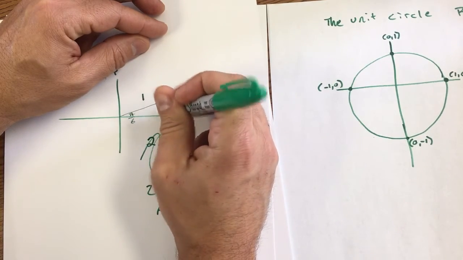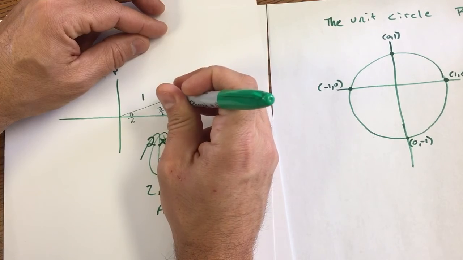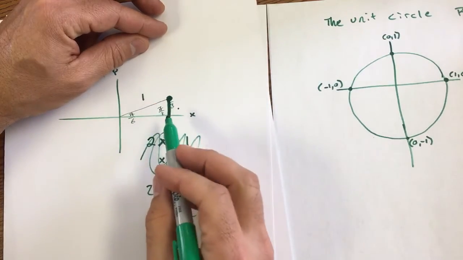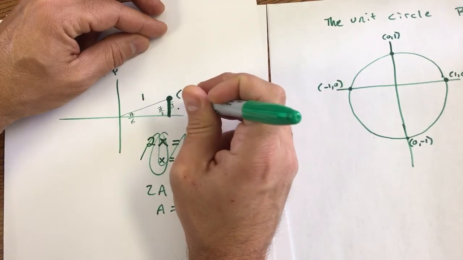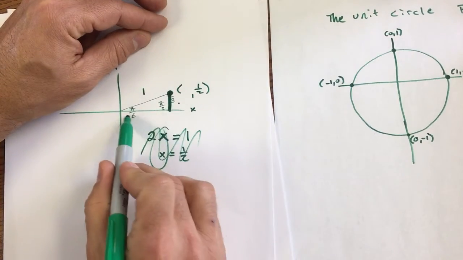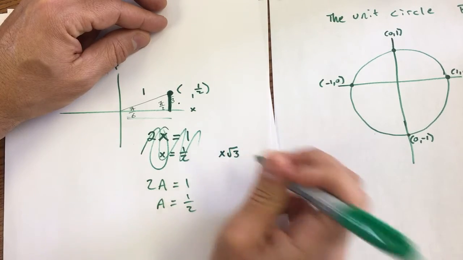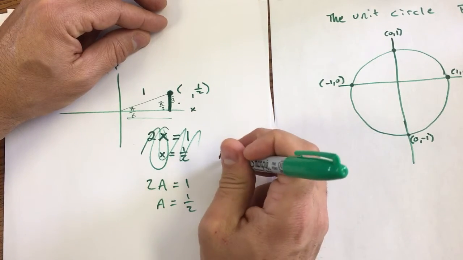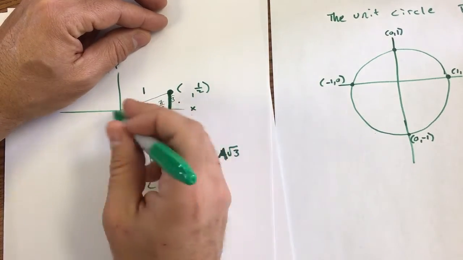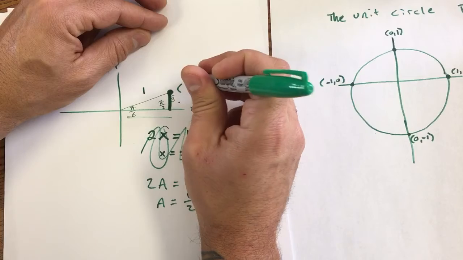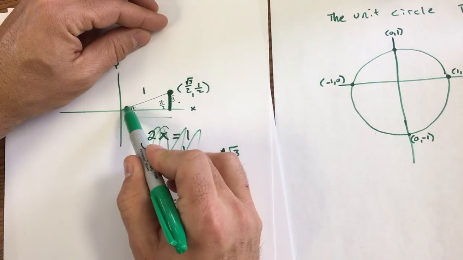So this height right here is 1/2, which if I'm talking about a location on the Cartesian coordinate plane, that's going to be the y value. And then this side over here is x times the square root of 3. Oh, sorry, a times the square root of 3. So if a is 1/2, that's going to be the square root of 3 over 2. So that's the first value that we're going to find.